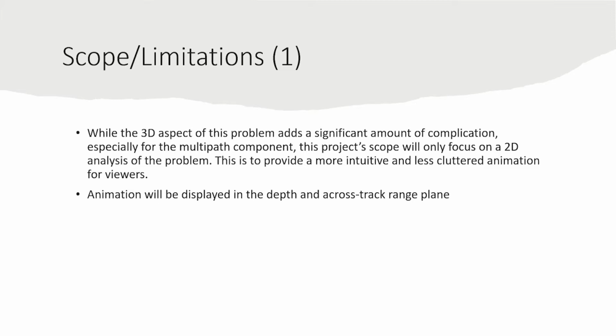So the animation will be displayed in the depth and across track range plane. And the across track range is just the distance along the bottom perpendicular to the direction of travel of the fish.